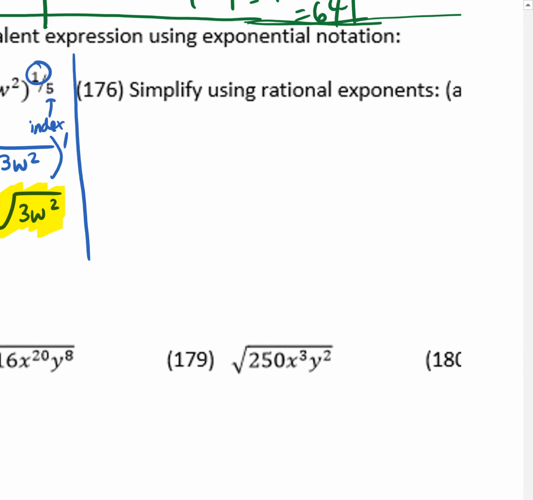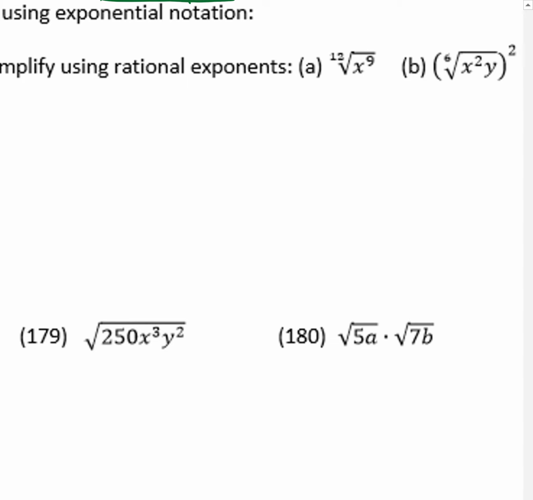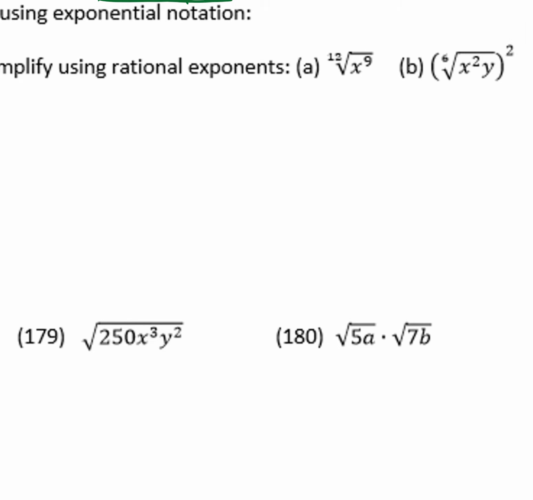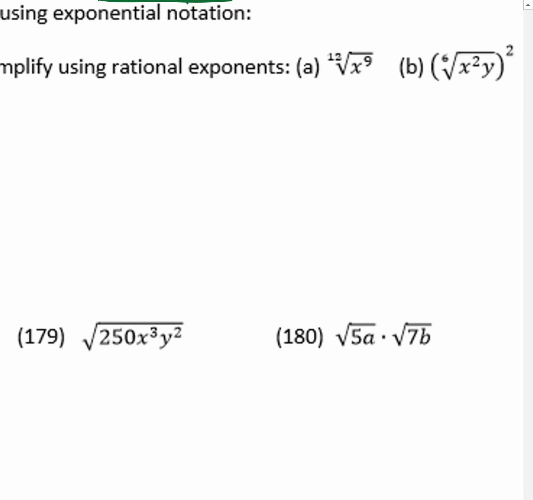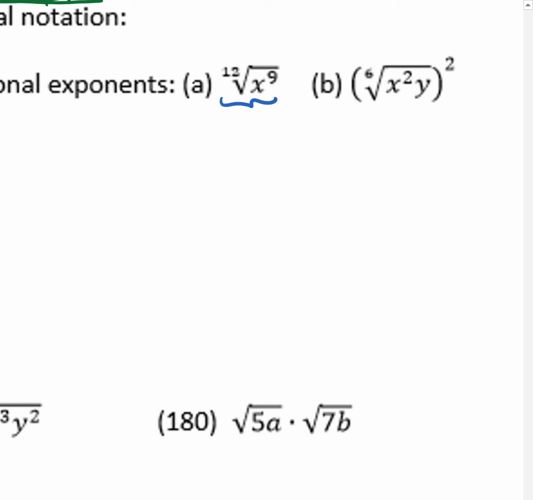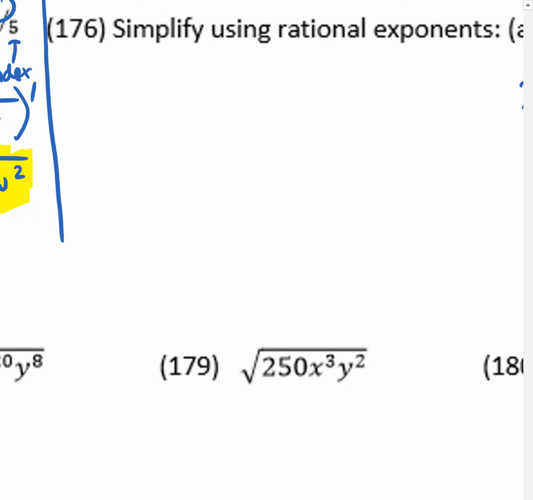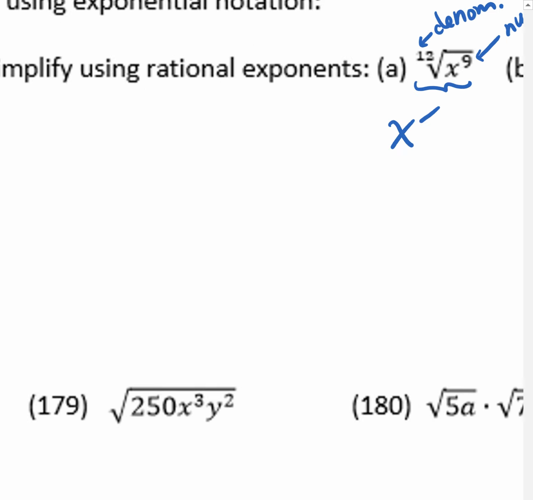Okay. Now number 176 is saying, simplify using rational exponents. So kind of a similar thing. They're saying, basically, if it had a root, write it as an exponent. If it had an exponent, write it as a root. But in part A and part B, we have a root. So really, they just want us to write this as a power. This is x to some kind of fraction power. But remember, we said the index is going to be the denominator, and the exponent, or the power, is going to be the numerator. That's what we wrote over here, right? Index of the root becomes the denominator, the power becomes the numerator.